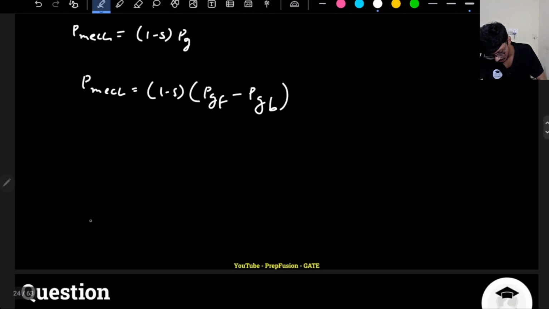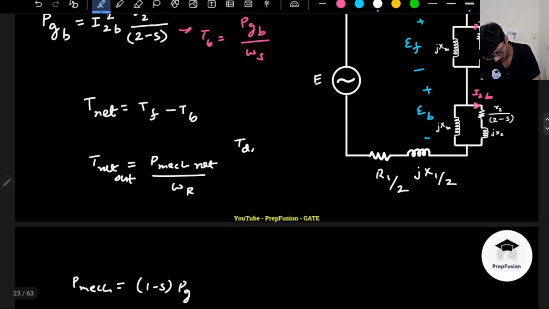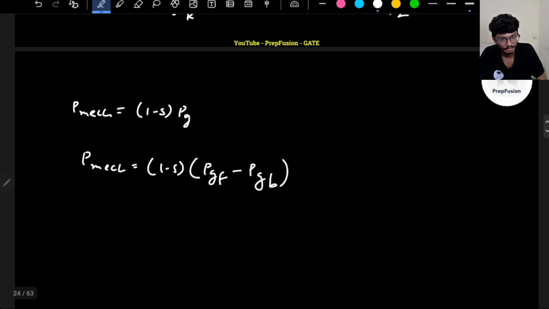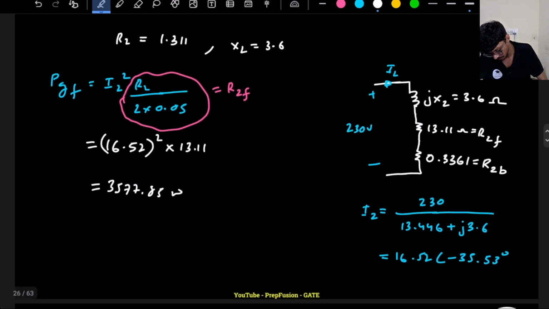What is the torque developed? So developed torque, T developed, will be simply air gap power divided by omega s. That's it. Air gap power divided by omega s. So let me write this down. So this is the forward air gap power.